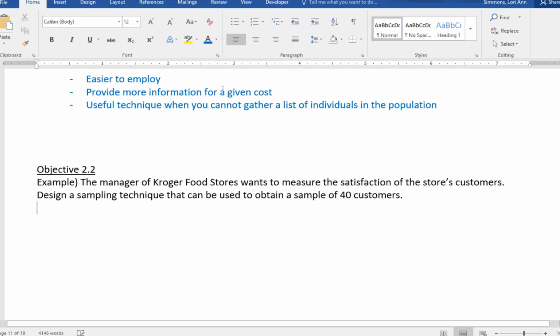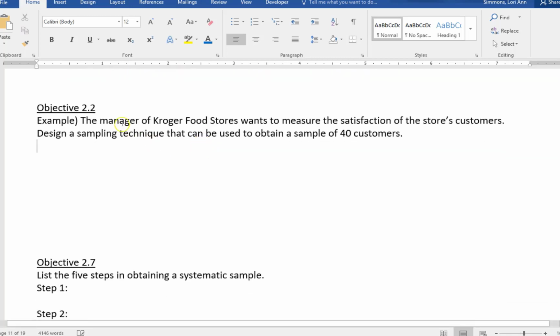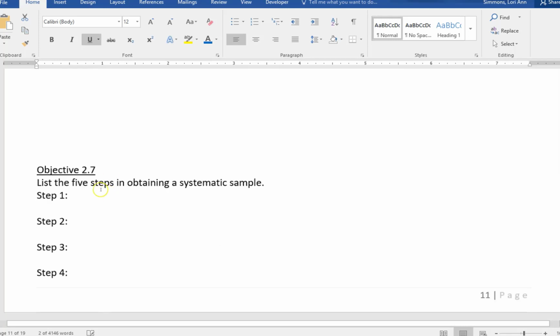The manager of Kroger Food Stores wants to measure the satisfaction of the store's customers. Design a sampling technique that can be used to obtain a sample of 40 customers. What I'm going to do first, because this does come before in our interactive, is go over the steps of obtaining a systematic sample, and then I'll come back to that example.